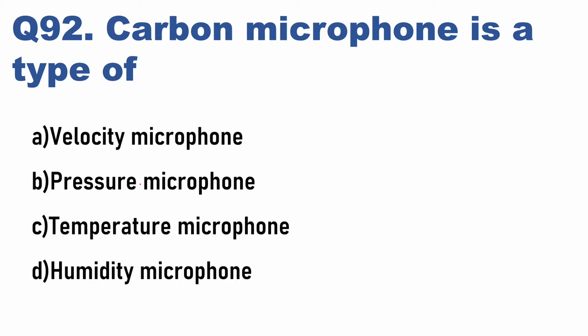A carbon microphone is a type of, options are velocity microphone, pressure microphone, temperature microphone, humidity microphone. So here whenever the sound energy, whatever we speak or whatever audio is there, hits the microphone diaphragm, it is the pressure which will be converted into electrical energy. So here it is a pressure microphone. The pressure is going to vibrate the diaphragm, and that vibration will be converted into an electrical signal. So option B is the right answer. A carbon microphone is a pressure microphone.